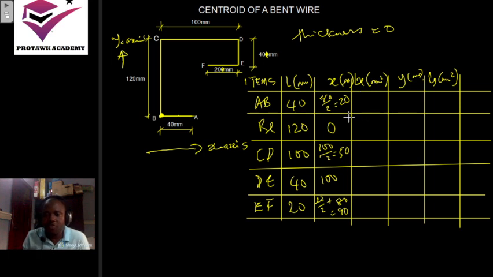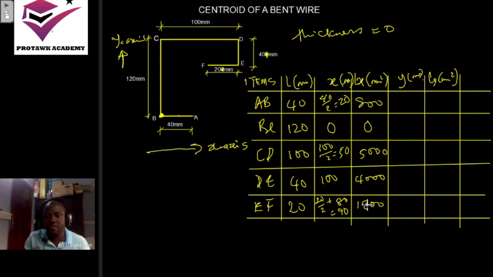So LX will be the product of what we have here and here. We have 20 by 40, which using the calculator is 800. The next one is 0 by 120, which is 0. We have 50 by 100, which is 5,000. We have 100 by 40, which is 4,000. We have 90 by 20, which is 1,800.